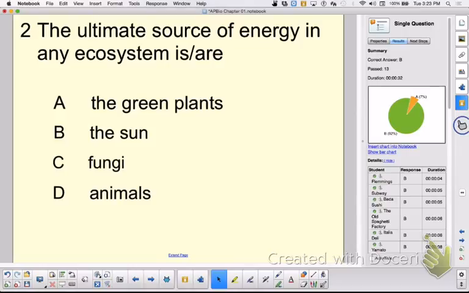All right, the ultimate source of all energy is the big yellow one, the sun. Plants just capture energy for us. There are other autotrophs too. There are chemotrophs, so you wouldn't pick that one.